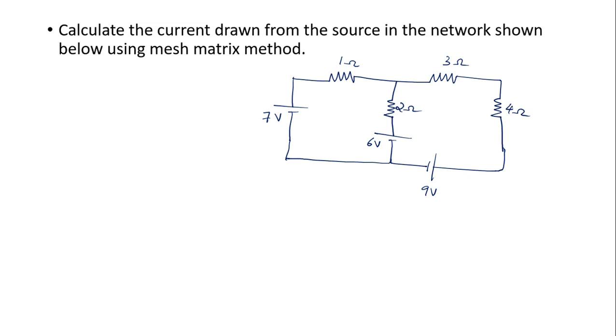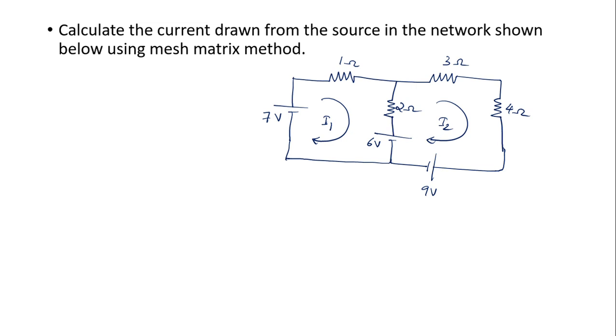The mesh matrix method is a simple method. The first few steps are similar to those of the mesh analysis. The first step in mesh analysis is to identify the number of meshes. In this particular circuit, you can see that we have two meshes, and I'm going to assign the current directions. Here I'm going to mark a clockwise current, that is I1, and here a clockwise current I2. So we have marked the two mesh currents I1 and I2.